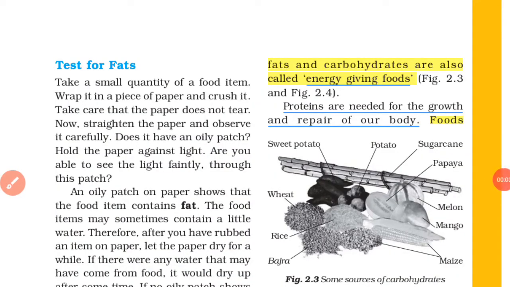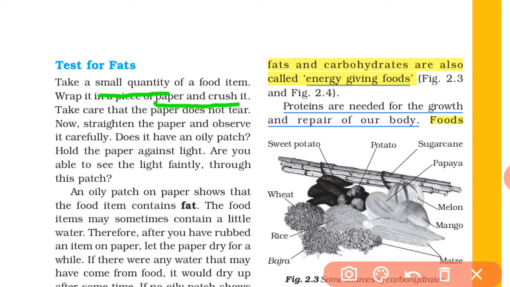Now let us test for the presence of fat in the food. We need to check whether fat is available in the food or not. So how can we check? Here is the procedure. We can take a small quantity of the food that we want to check, take a paper, and crush that food into the paper. For example, if you have groundnuts, you can crush them in the paper, then take out the paper and check whether some oily patch is seen on that paper or not. So how can you see that oily patch?